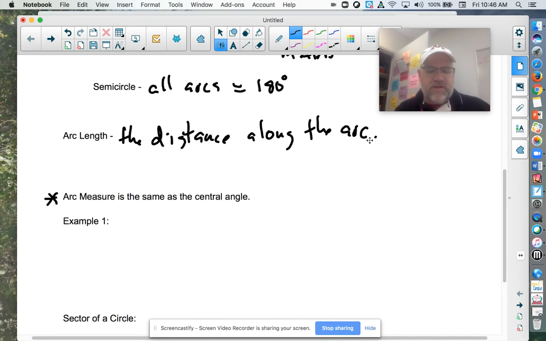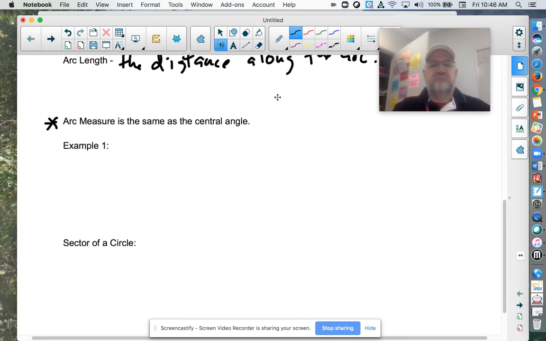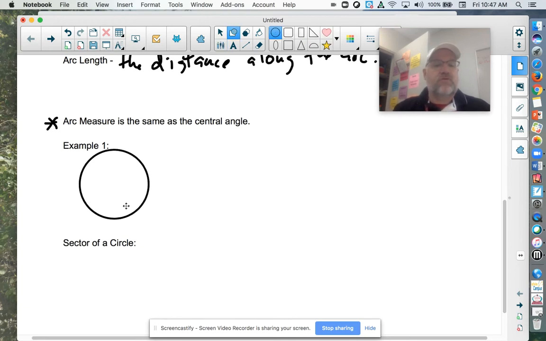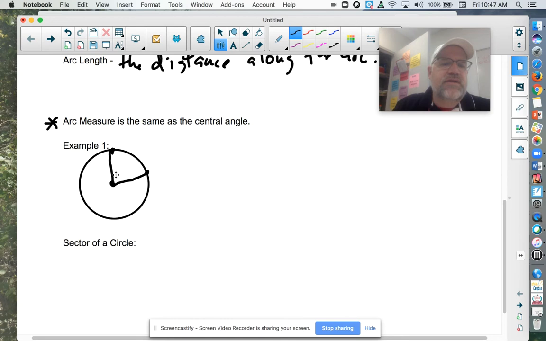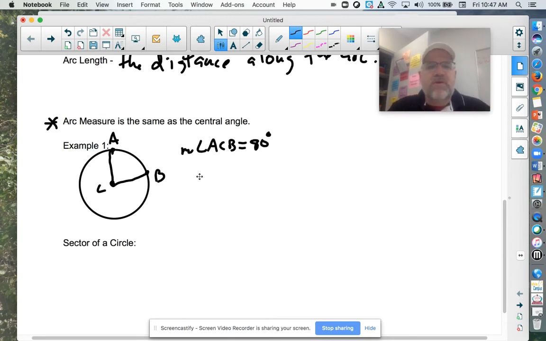All right, so I got a couple things. Let's start with this very basic example. You're going to have no problems with this because I'm going to show you how to do it. It's not a big deal. But let's suppose I had a central angle and it measured 80 degrees. So I come here to my center, come over to here, and I tell you that the measure of angle ACB equals 80 degrees. Can you tell me the measure of arc AB?